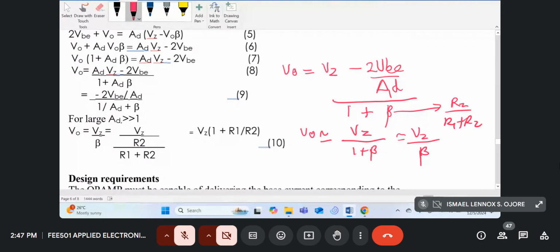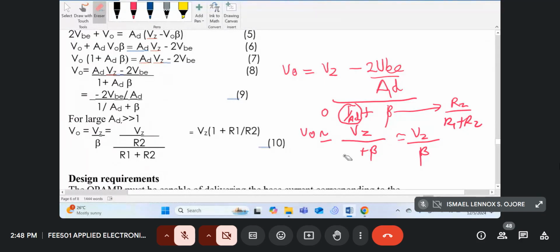Excuse. Yes? Continue. I think your final derivation was correct, like when you said that AD is much greater than 1, the denominator will just be beta. Oh yeah, this one is supposed to be this one over AD. So this one is 0, so this one should not be there. Okay, so Vz is just that.